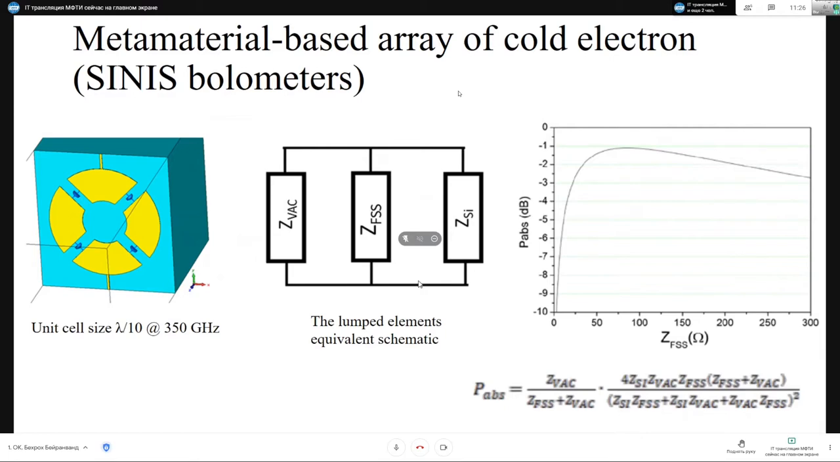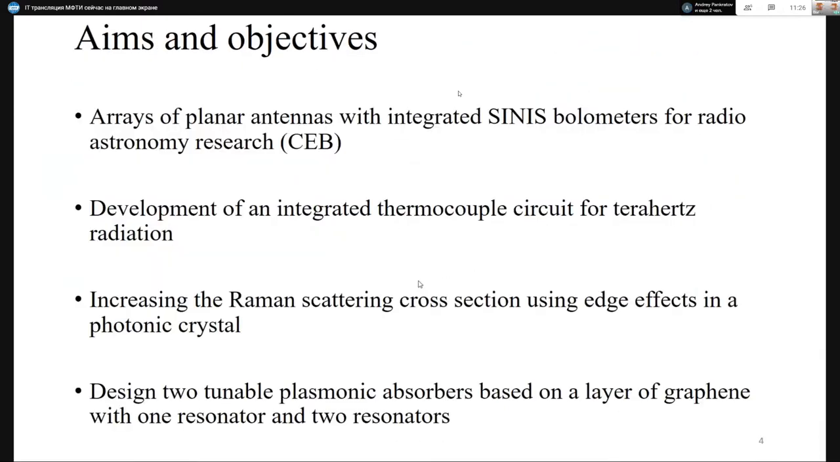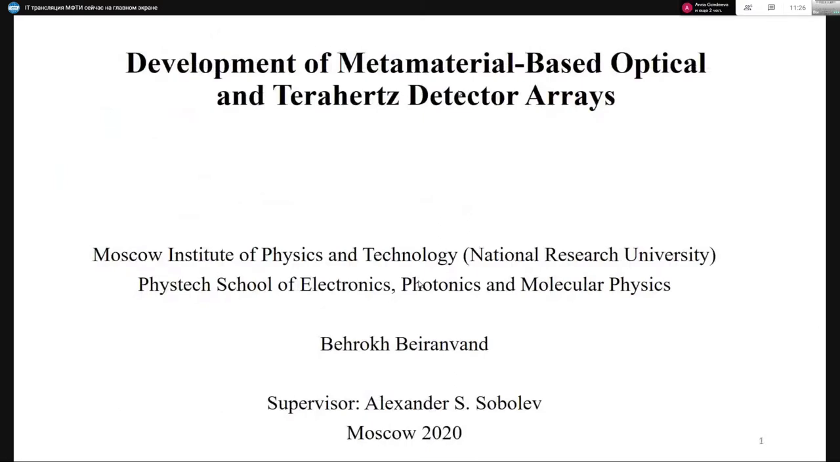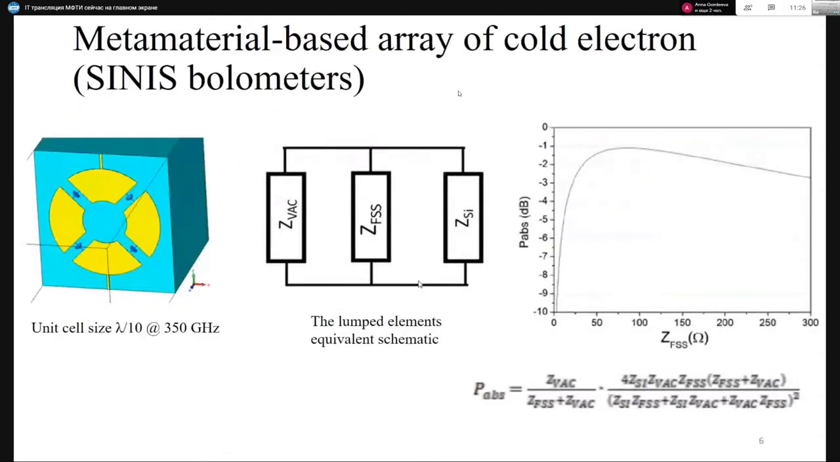First comment is about the title. You write a metamaterial based array of cold electron, and then in the brackets sinus bolometers. The slide which was just right here, about sinus bolometer. Yes, this one. So the question is, what is metamaterial based array of cold electron? What's the metamaterial? Why did you put brackets on sinus bolometers?